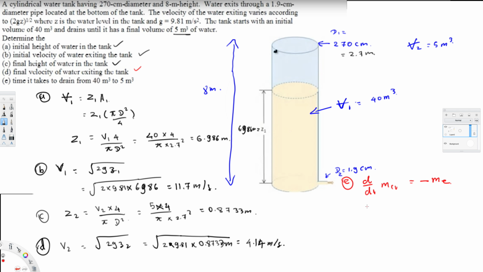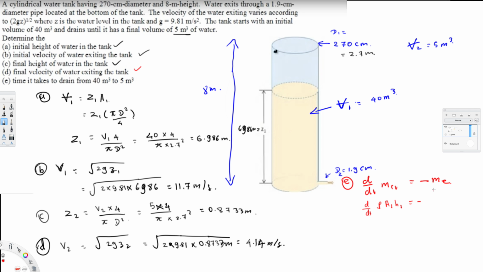So let's see. So we have d by dt. Mass I can find by rho, area times the height. Let's say A1 times the height, right? Height 1. So area times the height, and the other side we are going to have... So this is rate of change in mass.